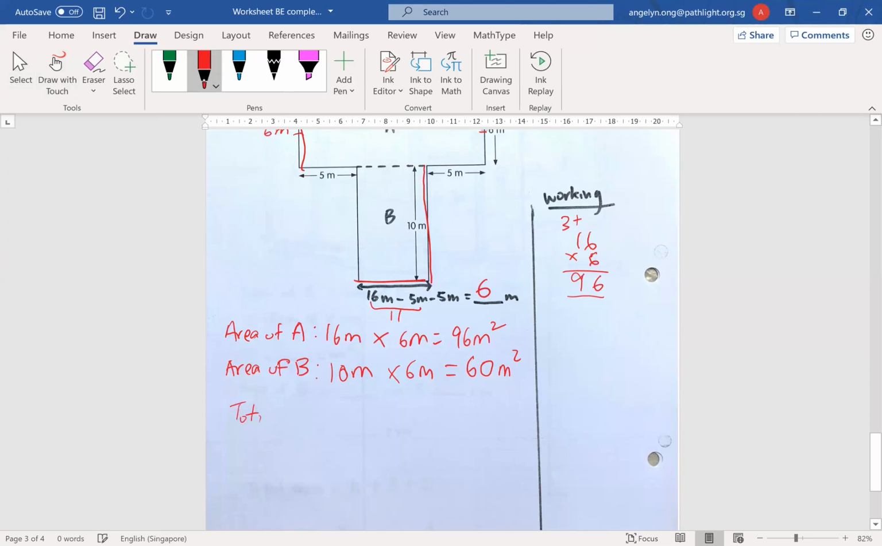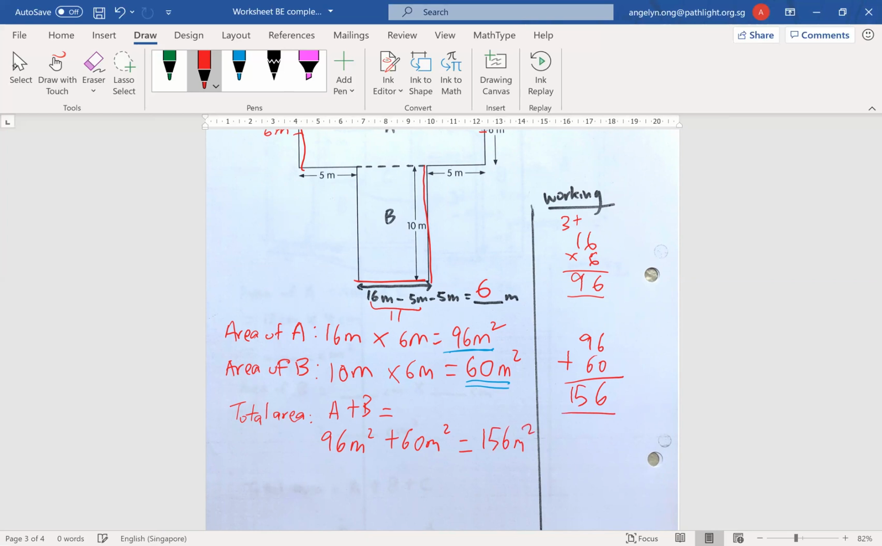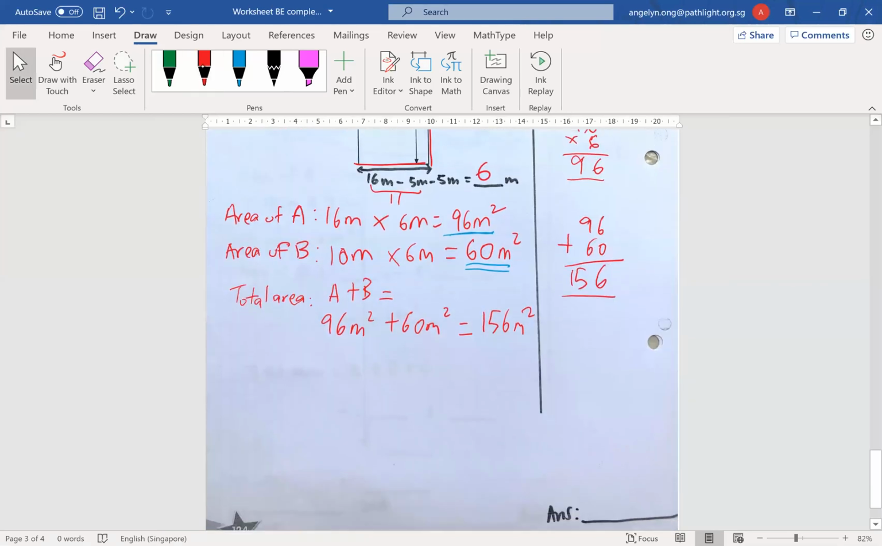So total area, take A plus B. And that will give us what? We have 96 here and 60. So 96 square meters plus 60 square meters. And what would that give us? 96 plus 60. 6 plus 0 is 6. 9 plus 6 is 15. So we have 156 square meters. Okay, let's write that down on our answer line. 156 square meters.